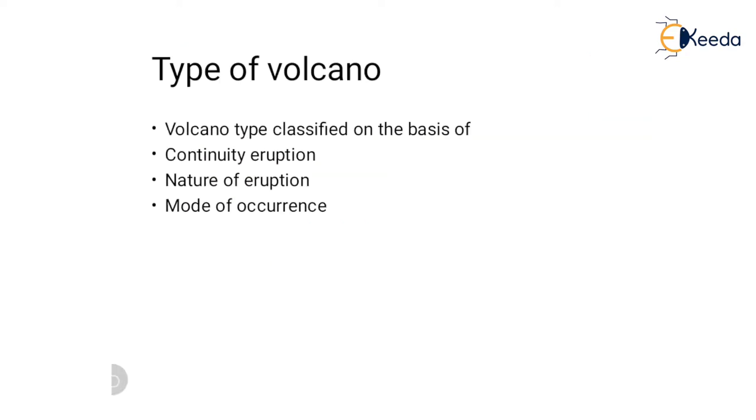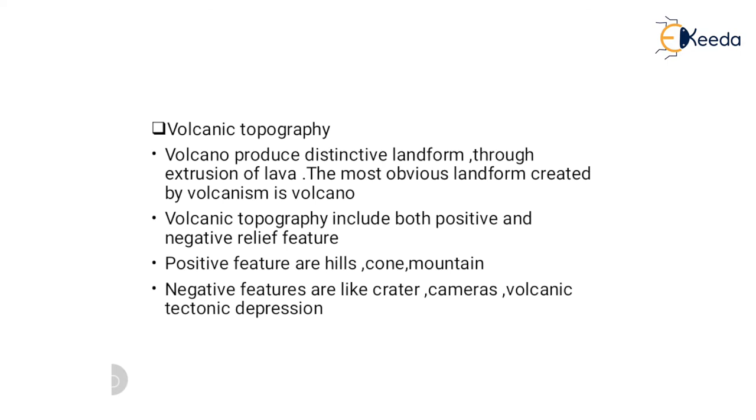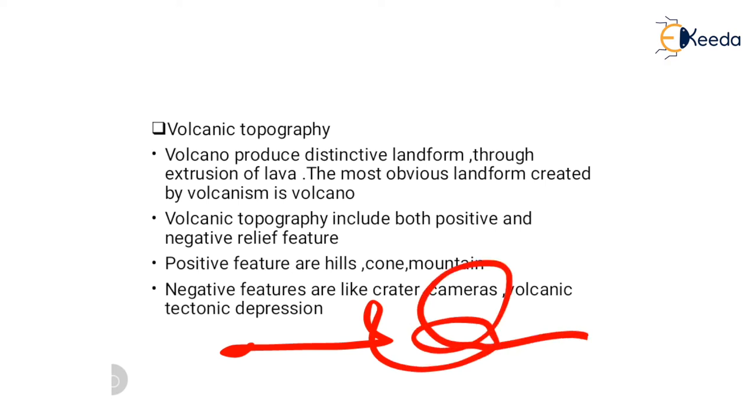See, volcanoes are classified on the basis of continuity (active, dormant, extinct), nature of eruption (quiet, intermediate, violent) and mode of occurrence (central and fissure type). Then volcanic topography. Volcanoes produce distinct landforms through the extrusion of lava. The most obvious landform created by volcanism is the volcano. Volcanic topography includes both positive and negative relief, and negative features like the crater, the caldera and volcano-tectonic depressions.